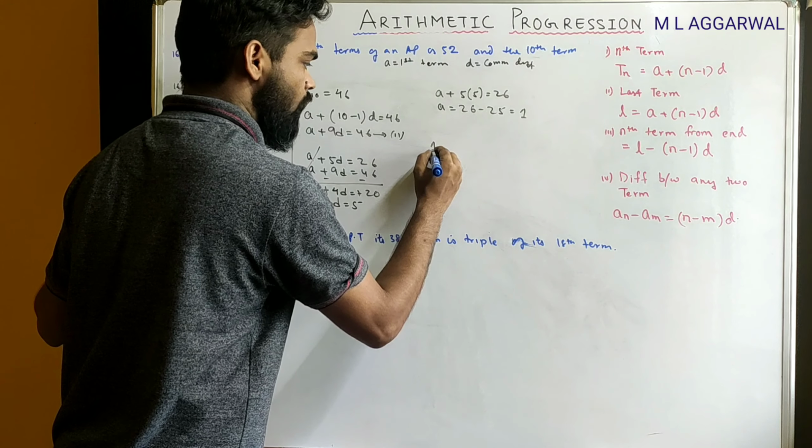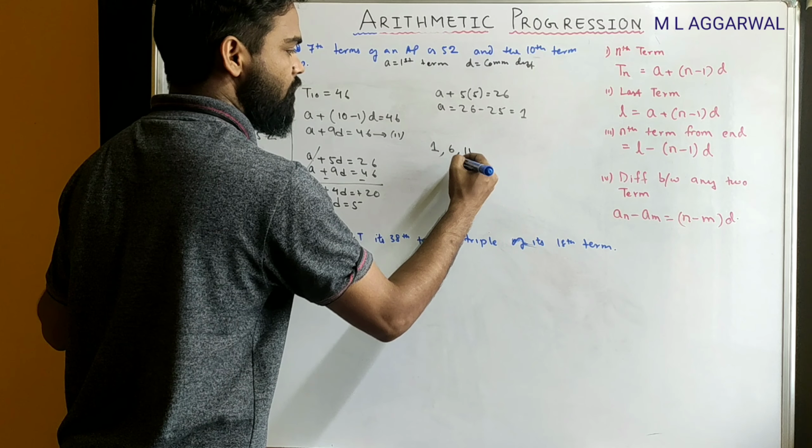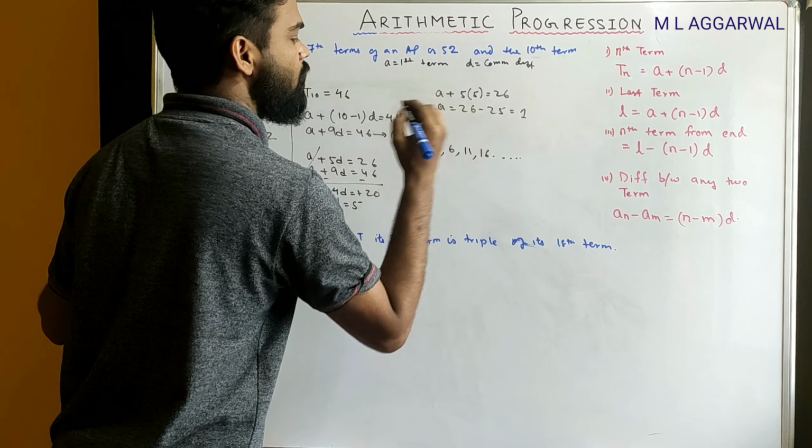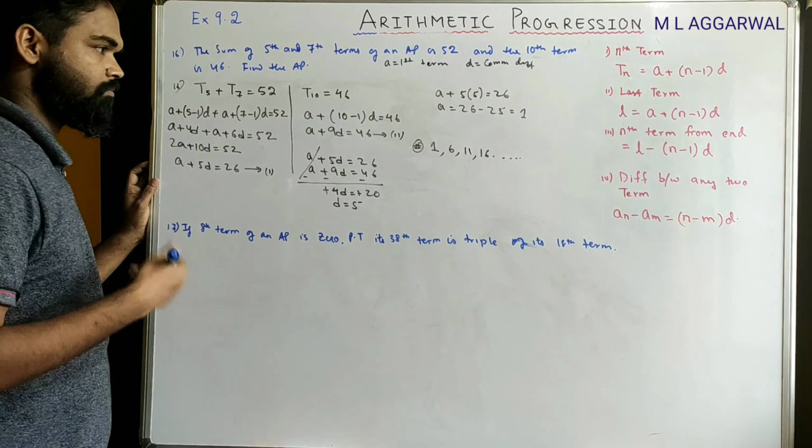So your AP will be 1, 1 plus 5, 6, 6 plus 5, 11, 16 and so on. Done. This is your answer.